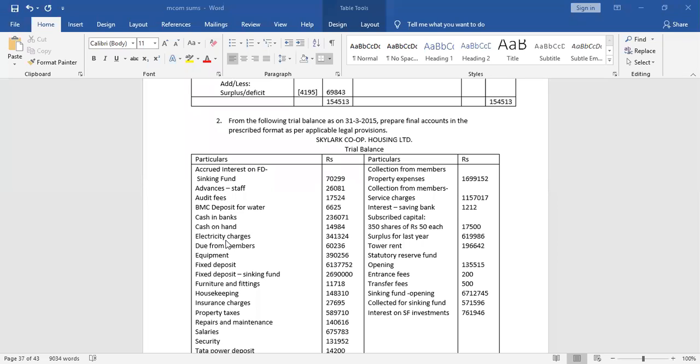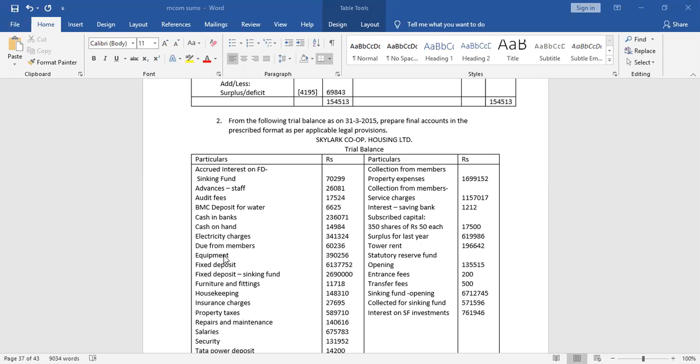Then we have electricity charges. Electricity charges will come under property expenses. Due from members is debtors. Due from members मतलब debtors में आएगा. देखो electricity is important in the property. So electricity charges is a property expense, and due electricity charge, water charge all are property expense. Property taxes all are property expense, and due from members is debtor.